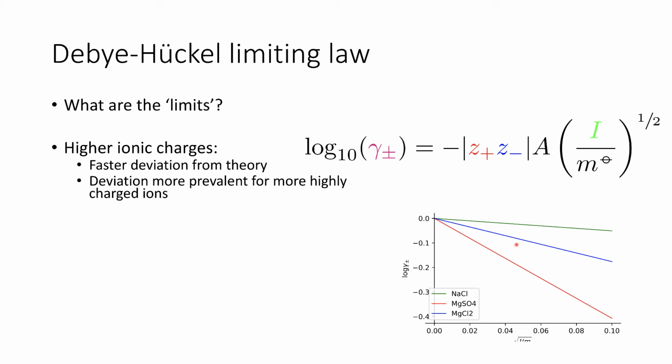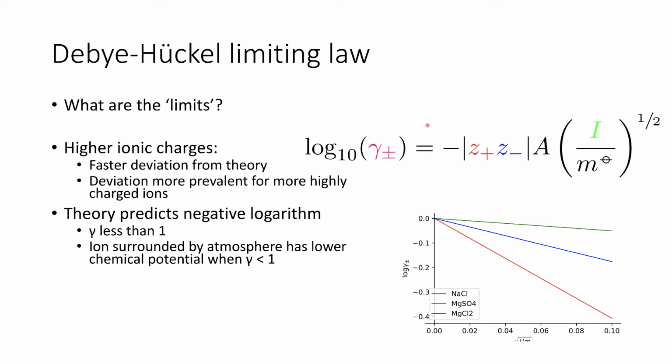So if we look at this particular one, we're looking at sodium chloride, magnesium sulfate, and magnesium chloride. The green one here represents low ionic charge, while the red one represents very high ionic charge. We see this deviation becoming more and more prevalent for highly charged ions. The theory predicts a negative logarithm.